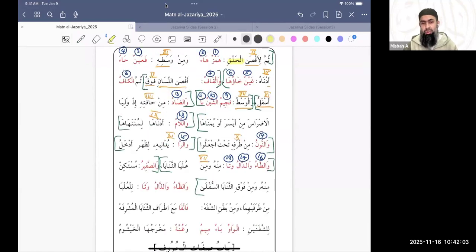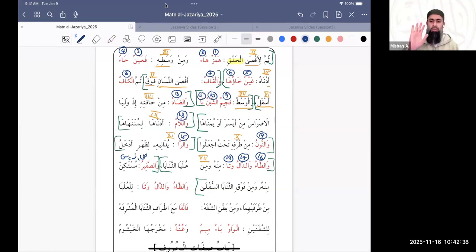Okay, we go back. والصفير, meaning the letters of صفير. What are the letters of صفير? These are صاد, زاي, and سين. All right, three more letters. These are called صفير letters. صفير means whistling. Okay? And they have this quality, and we'll talk about it in the section of qualities next class, inshallah ta'ala. Minhu, min from what?